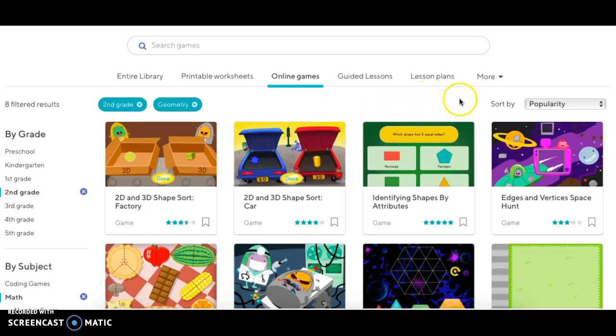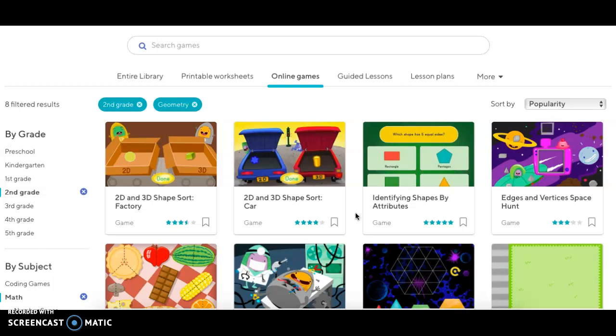The one that really catches my eye is the identifying shapes by attributes. In the little bubble screen you can see it says what shape has 5 equal sides or 6 equal sides. I think it says 5. So then they would choose, okay, the pentagon. So it gives a different visual representation of the shapes that we're learning.